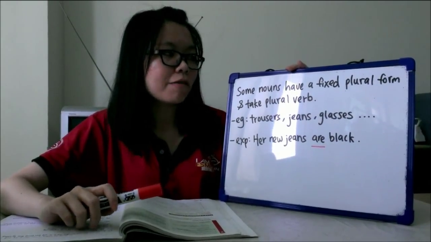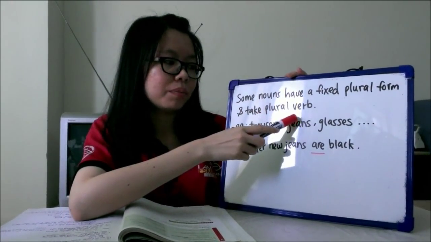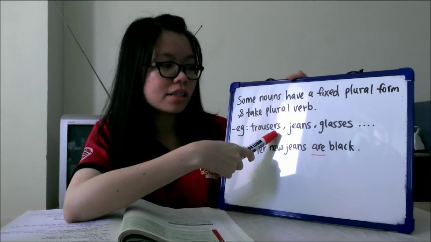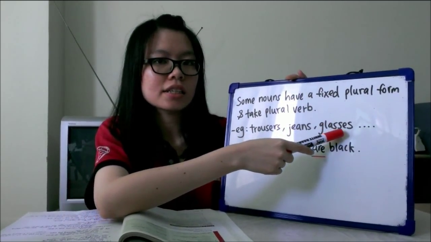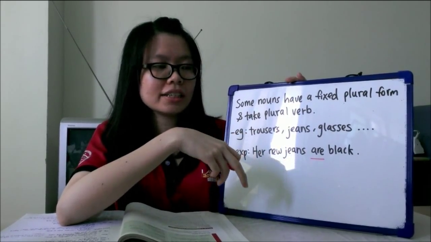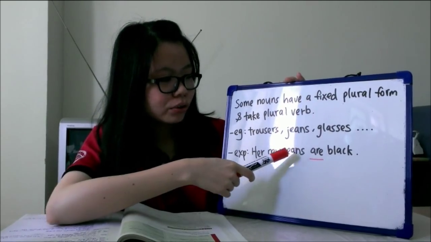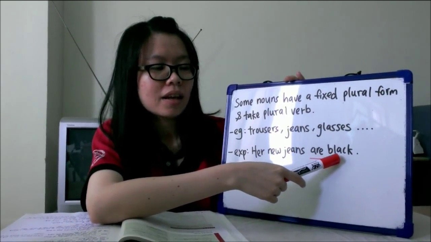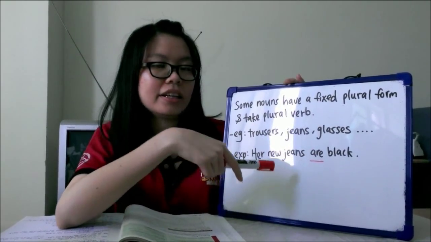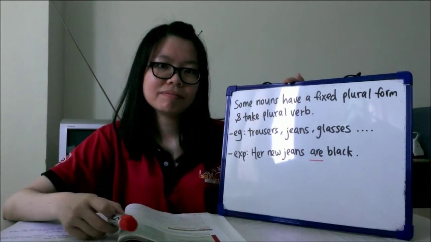There are some nouns that have a fixed plural form and will take a plural verb. For example, trousers, jeans, and glasses. These nouns are plural words and do not take a singular verb. For example, her new jeans are black. Because the jeans are a pair, we will use are.